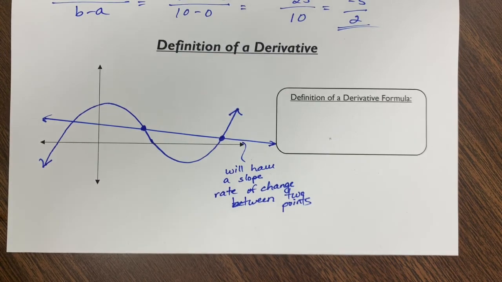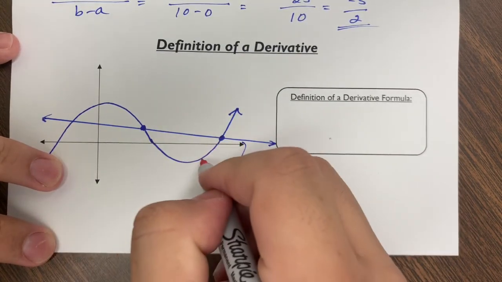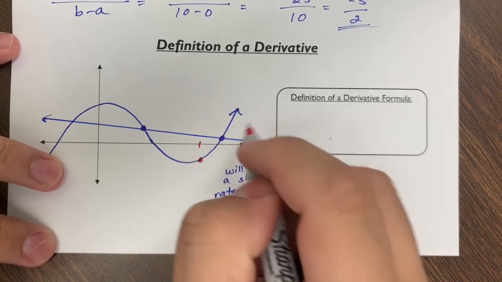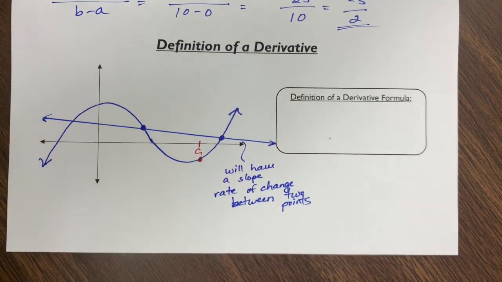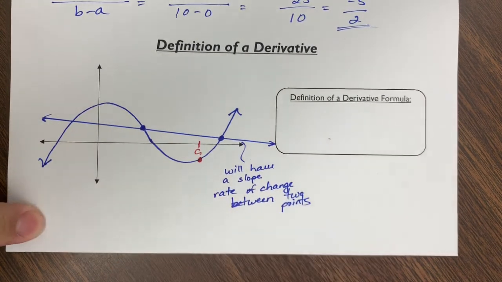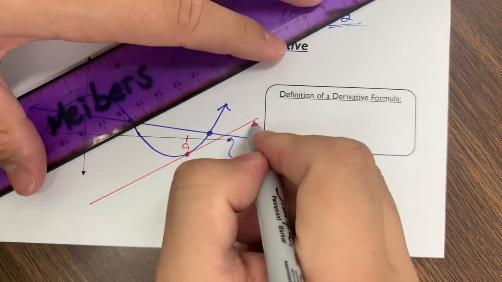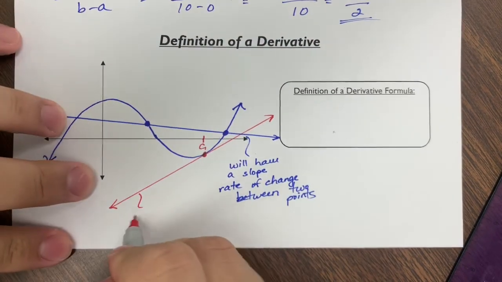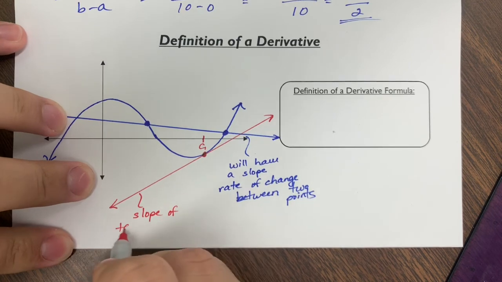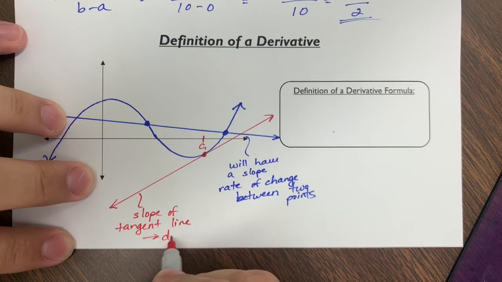But what if I had something just a little bit different? Let's say I wanted to know the rate of change at just a single point, like a single point right there, at this x value. Let's call it an x value c1. Well, if I were to draw a tangent line at this point, it's going to look something like this. And the slope of the tangent line can be determined by the derivative.